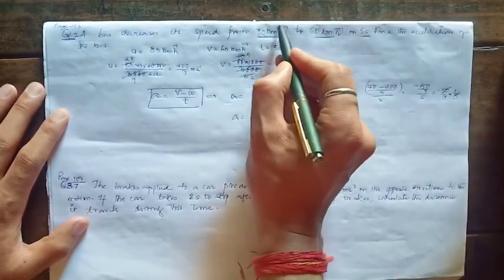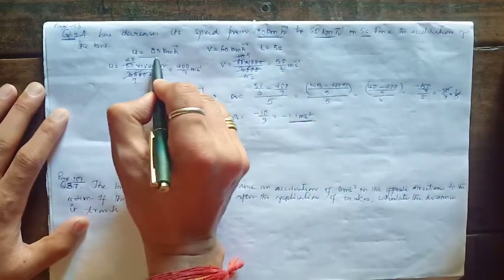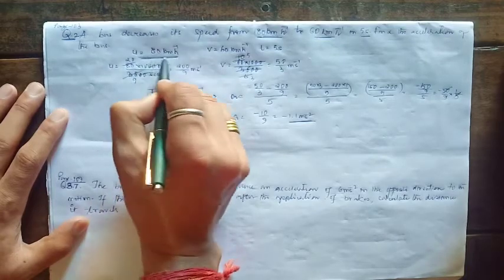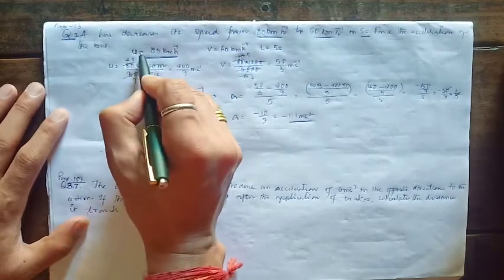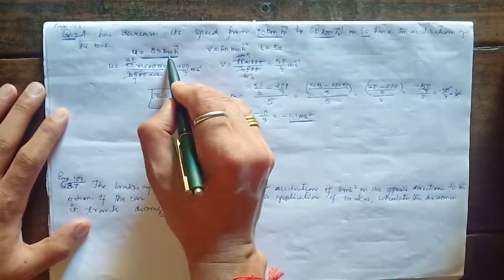So student, initially the bus was moving with a speed of 80 km per hour. That means the initial velocity is 80 km per hour. And you know the symbol to denote the initial velocity? It's u. Small u equals 80 km per hour. u means initial velocity.